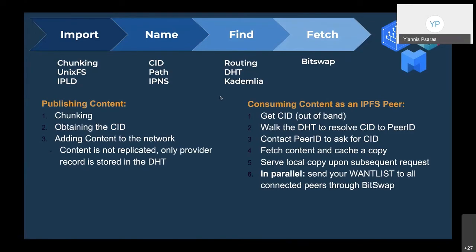Then you have to do the usual DHT walk or get content through BitSwap. And then what peers do is that they're saving a local copy in their own cache, and therefore they can then serve as a provider to other nodes.